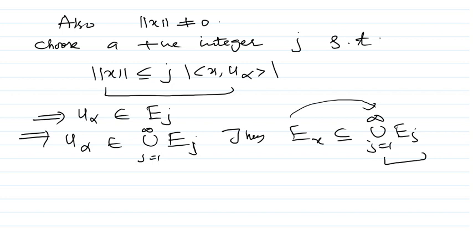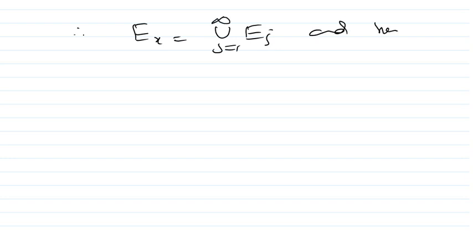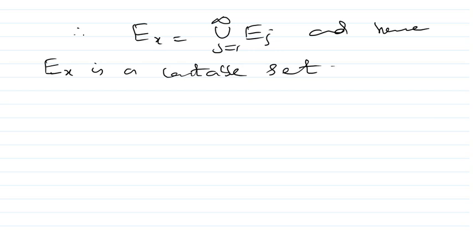So this will be an exercise for you: verify that this union of E_j, j runs from 1 to infinity, is contained in E_x. Okay, so therefore E_x is equal to the union of E_j, j runs from 1 to infinity, and hence E_x is a countable set.